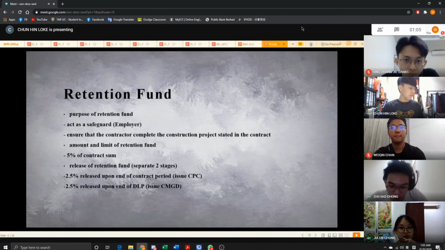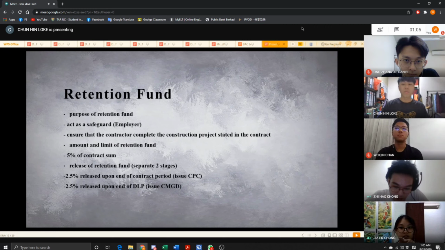The limit of retention fund is usually specified in contract. If not specified, the amount that employer is entitled to retain is only a percentage of the contract sum. Typically, the amount of the retention fund is 5% of the contract sum.